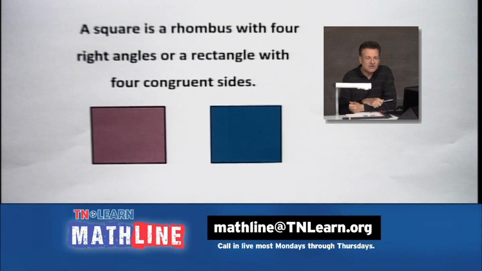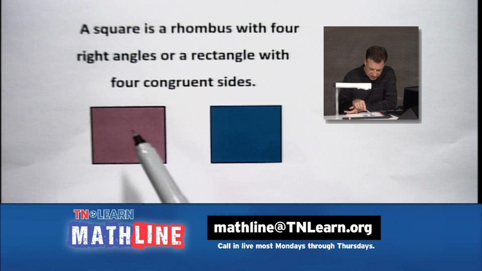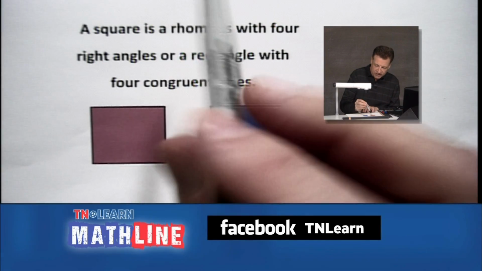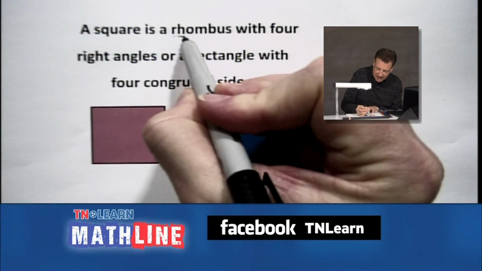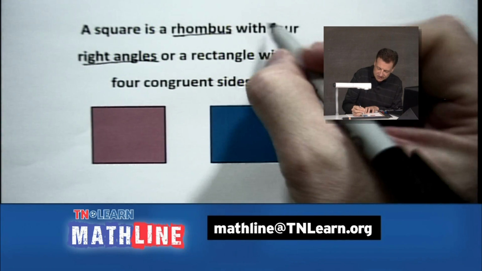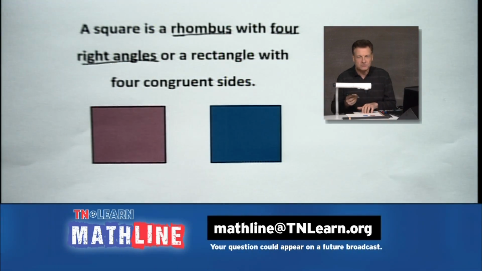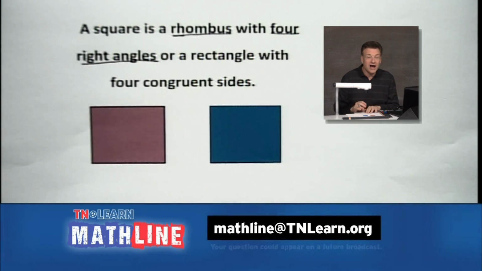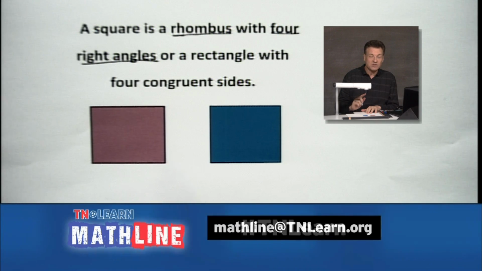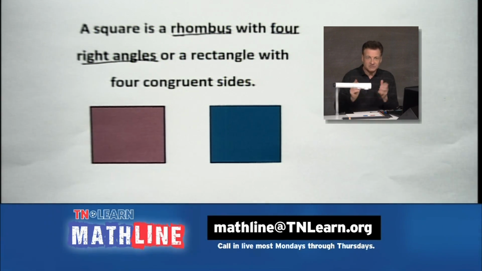But let's talk about a square. Everybody knows what it looks like. There it is. They're both squares. Why are they squares? Well, first of all, we've got two options. It could be a rhombus with four right angles. And some of you are going, a rhombus, what's a rhombus? If you haven't been watching, we'll tell you. It's a quadrilateral with all four sides congruent to themselves, all the same length.